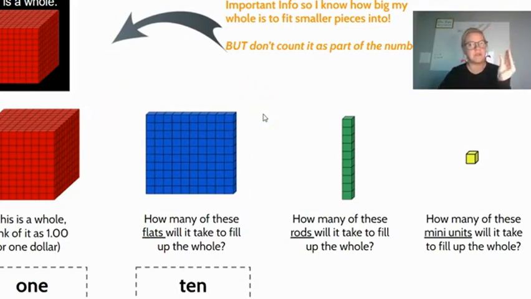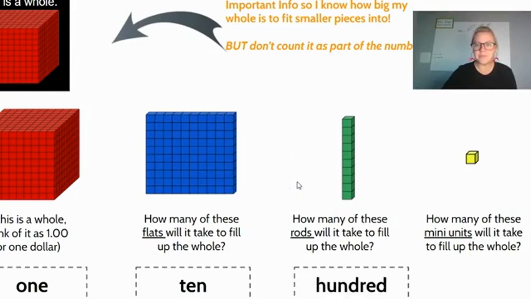So now let's move to an even smaller model, this green rod. There are 10 squares in this green rod. This is something that we learned all the way back in second grade. So how many of these rods will it take to fill up one whole red cube? Any guesses? 100. Very good. It would take 100 of these green rods stacked side by side and then on top of each other to fill up one whole red cube.